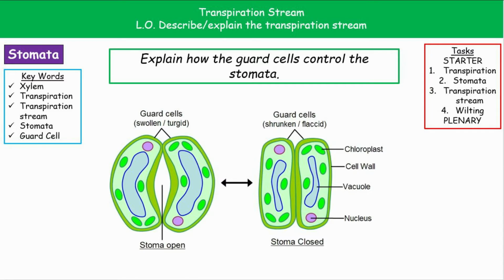When we don't have enough water in our plant cells, the guard cells are going to become flaccid because the vacuole isn't going to be pushing against the cell wall, and therefore they're going to be closed and the stomata will not allow anything to pass through it.